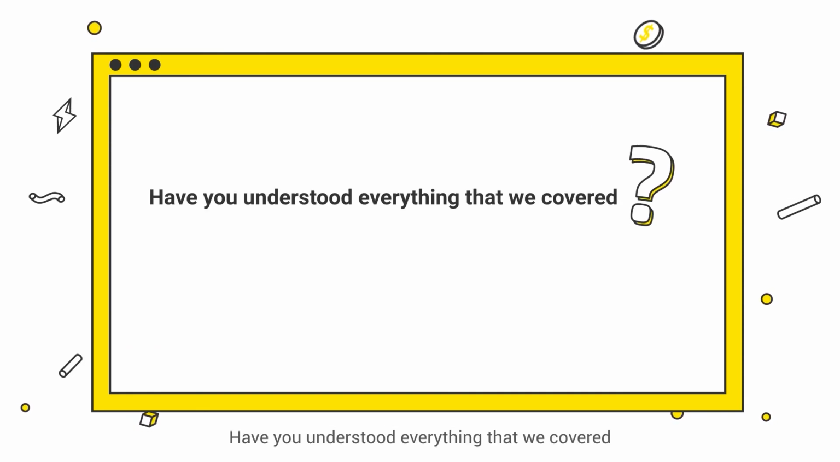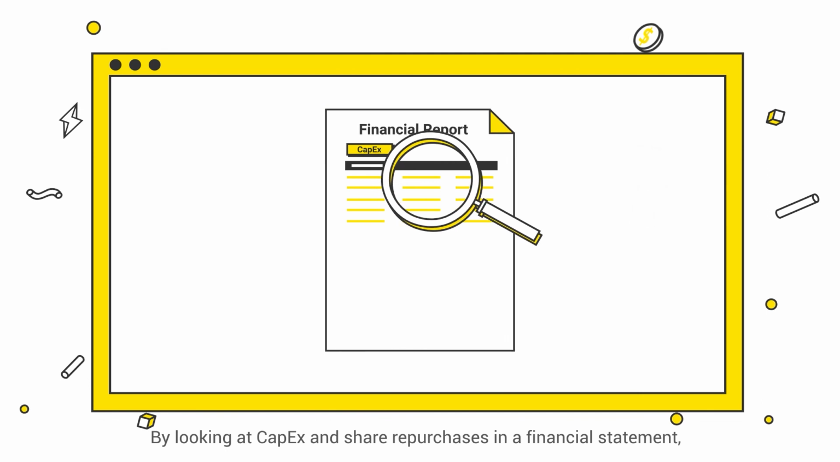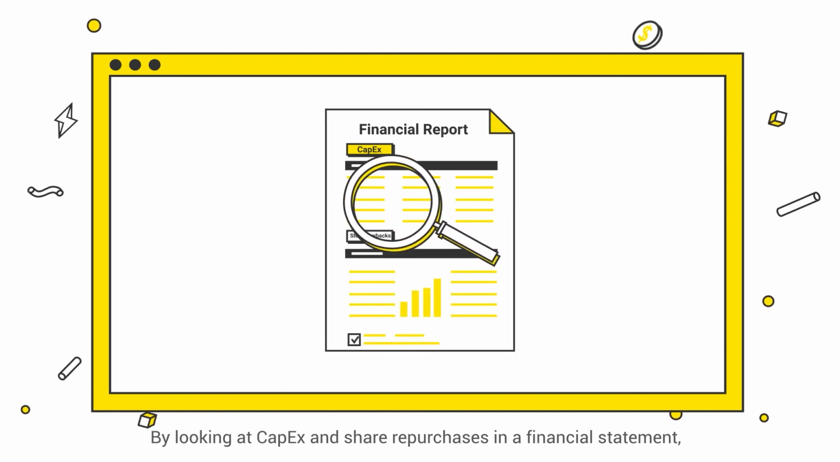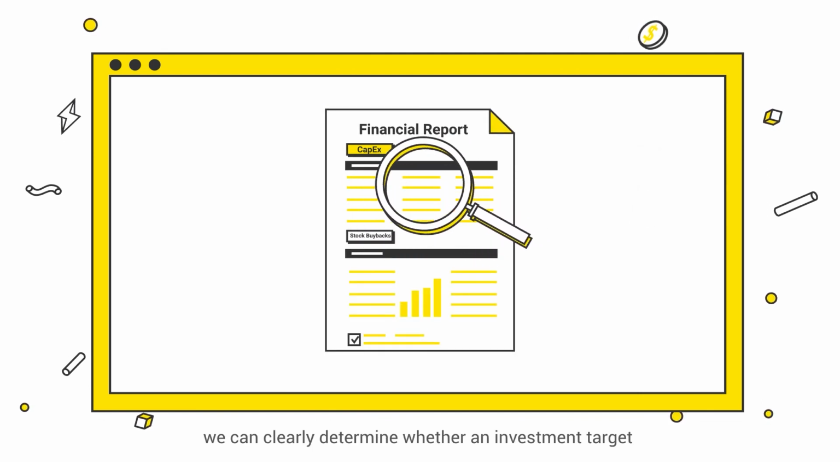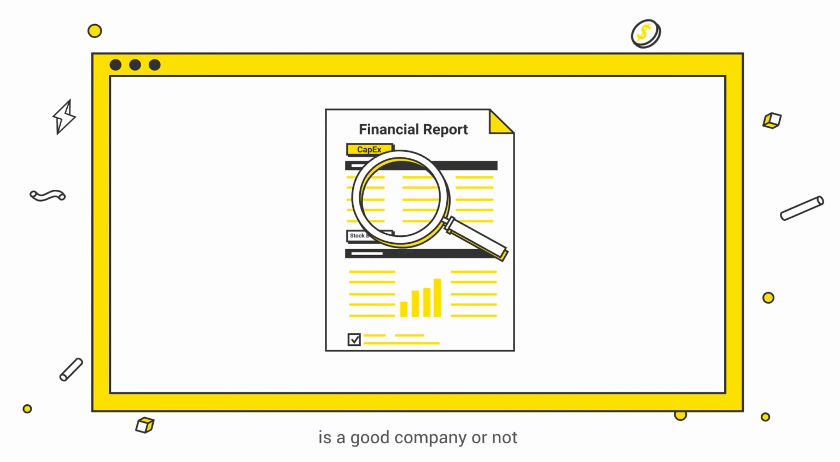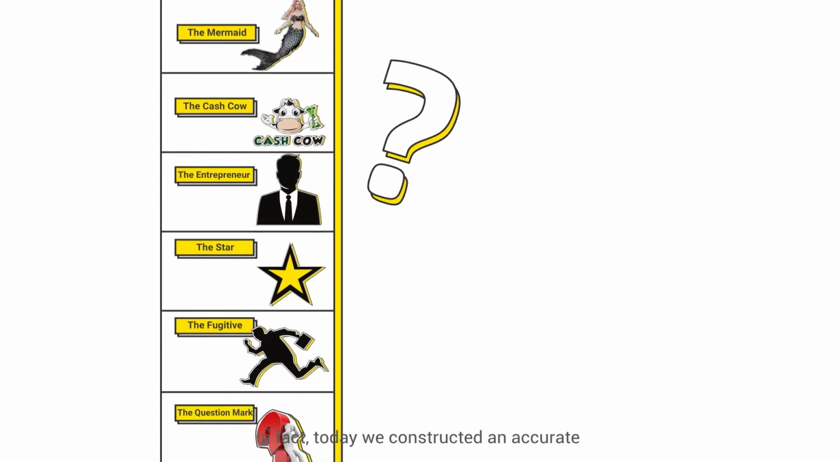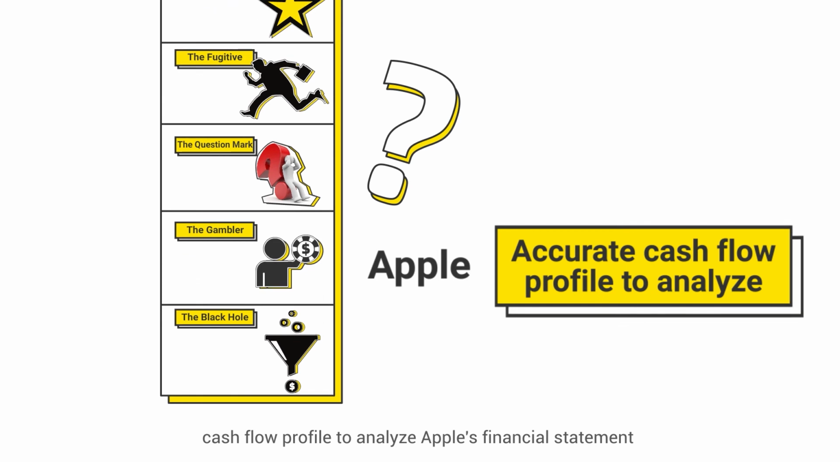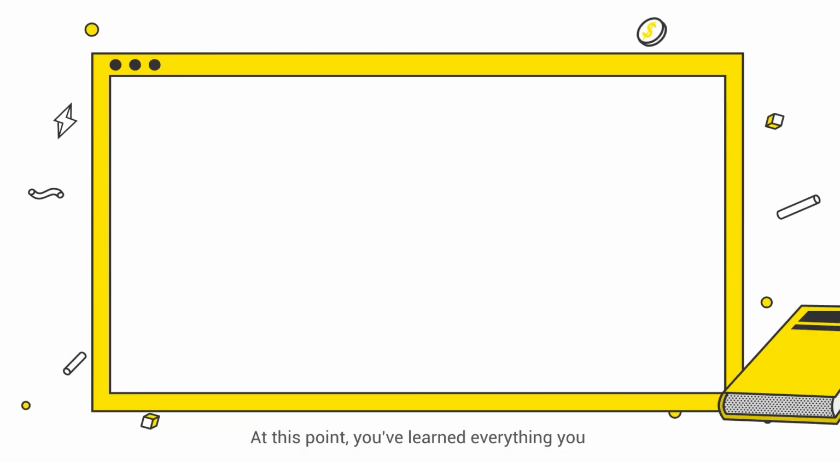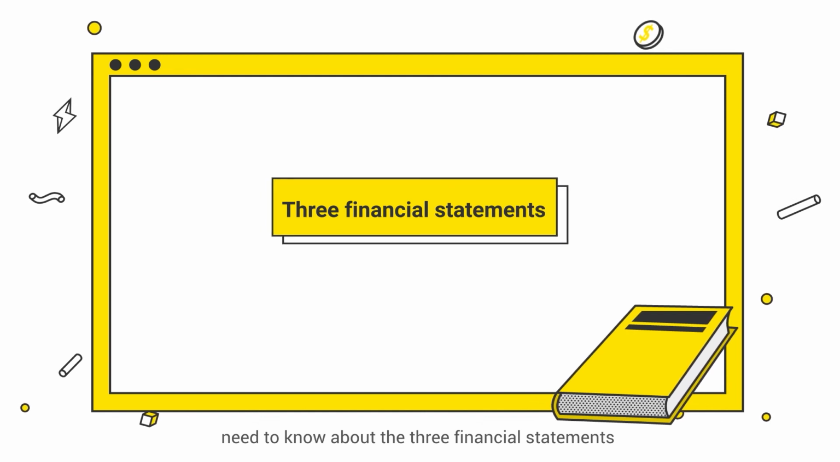Have you understood everything that we covered? By looking at CAPEX and share repurchases in the financial statement, we can clearly determine whether an investment target is a good company or not. In fact, today we constructed an accurate cash flow profile to analyze Apple's financial statement. At this point, you've learned everything you need to know about the 3 financial statements.